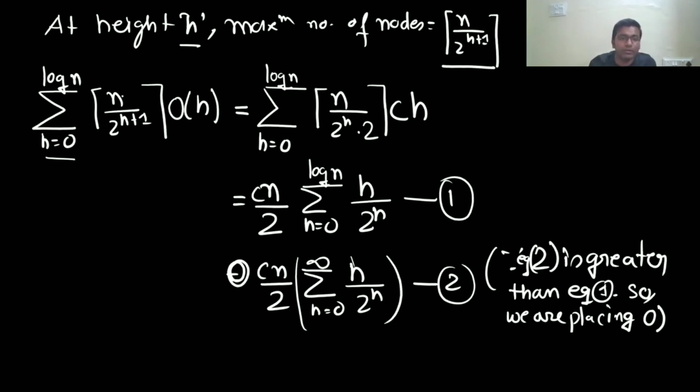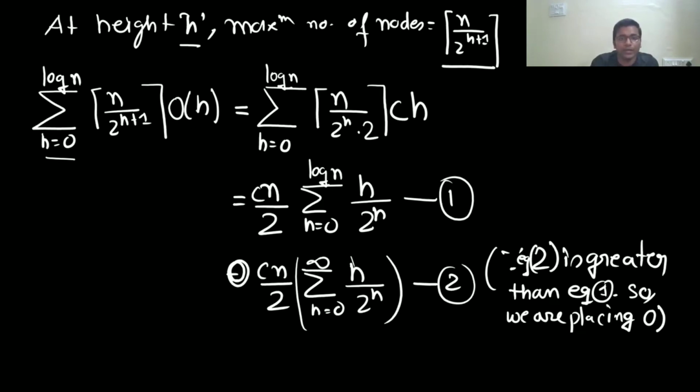Now at height h, the maximum number of nodes is going to be n by 2 to the power h plus 1. So for this many nodes at height h, its max heapify is going to take time big O of h.